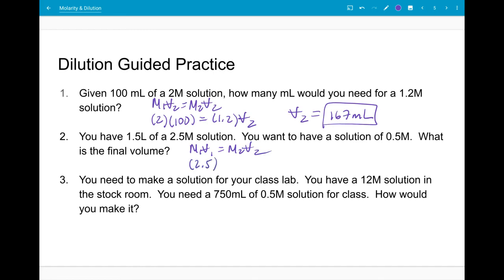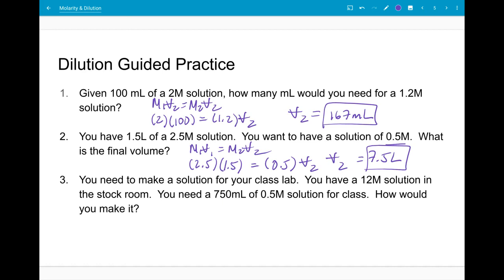We're going to do the same idea on the next question here. So 2.5 is M1, 1.5 is V1, 0.5 is M2, and we're going to solve for V2. I found it to be 7.5 liters.